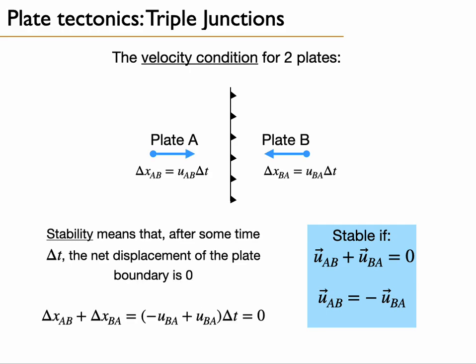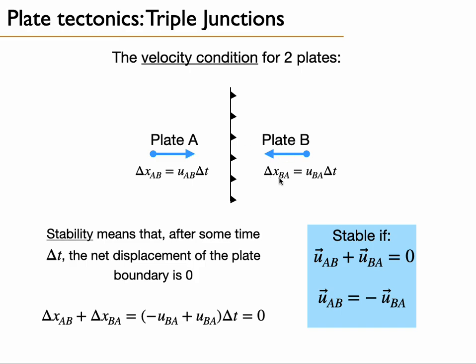So let's go a bit further about the meaning of stability. Stability means that after a little increment of time, the net motion of the boundary is 0. So let's go forward in time and compute the displacement of A with regard to B. We have velocity vector UAB times an increment delta t. This would be the distance of motion of this plate with regard to this one.